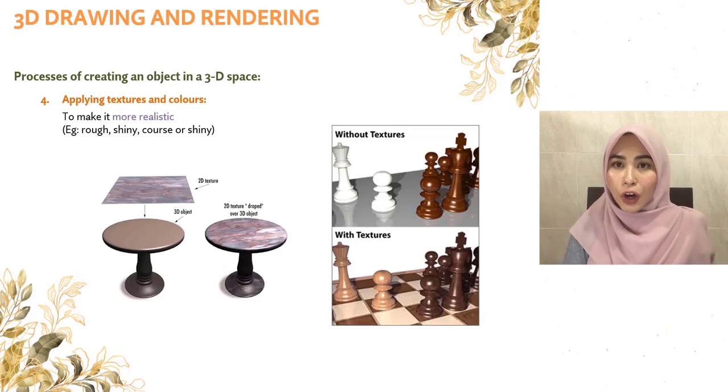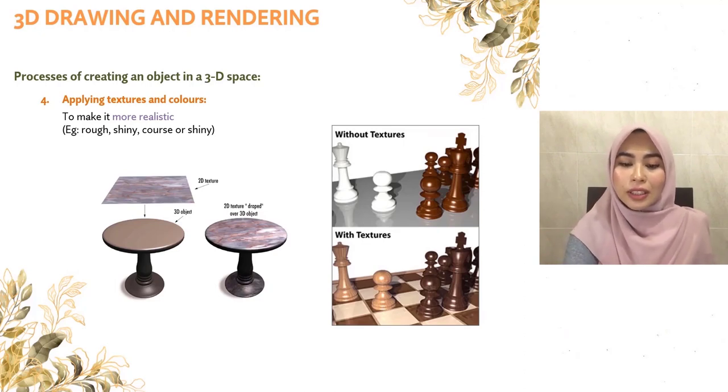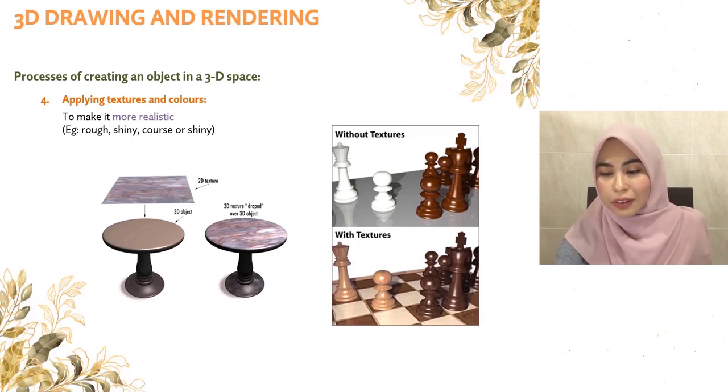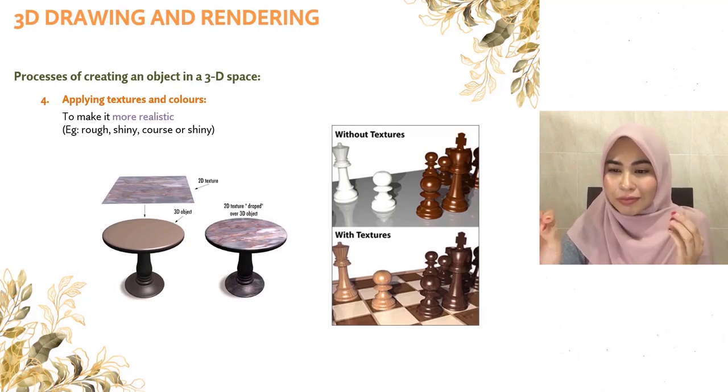Now, once you've modeled your object, in order to make it more realistic, you can apply textures and colors. For example, I have modeled a table right here. To make it look a lot more realistic, I can put on some textures, making it have a marble effect or something, which makes it a lot shinier. Even on this example right here, if you take a look, without textures it looks very plain. Once you've put on the textures, the image looks a lot more realistic. You know now that this chest is wooden instead of just something very bland.